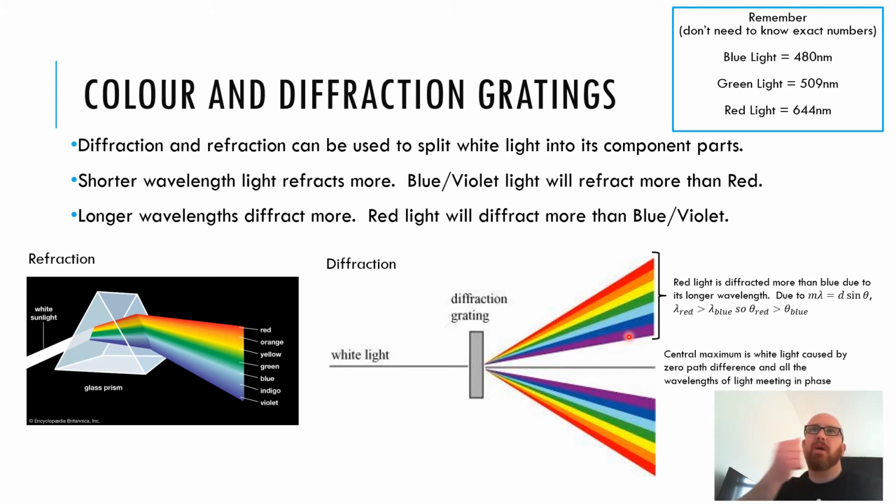So diffraction and refraction can be used to split white light into its component parts. Shorter wavelength light refracts more, blue and violet light will refract more than red. Longer wavelengths diffract more, red light will diffract more than blue and violet.